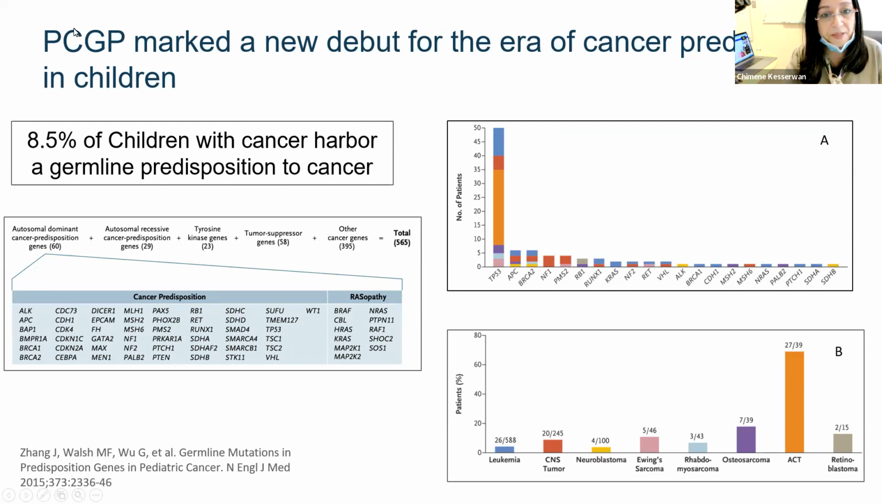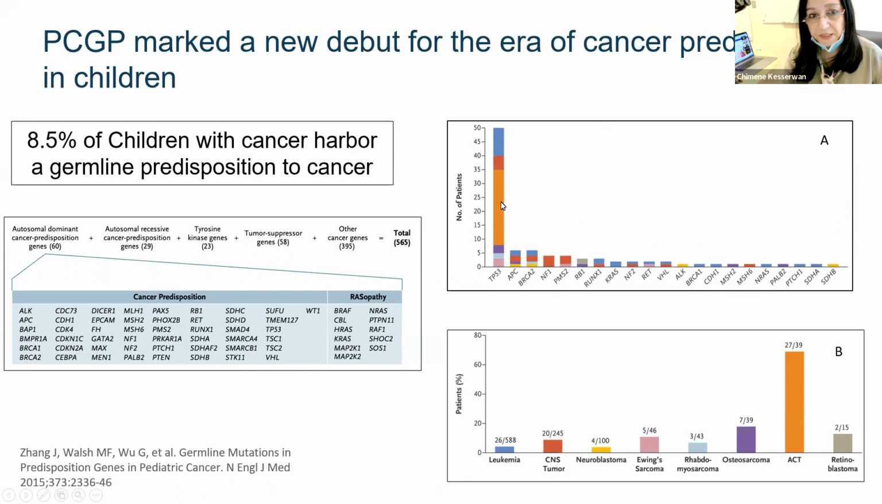And here you see in this two-dimensional plot that we have pathogenic and likely pathogenic variants across various cancer predisposing genes and across various cancer types.